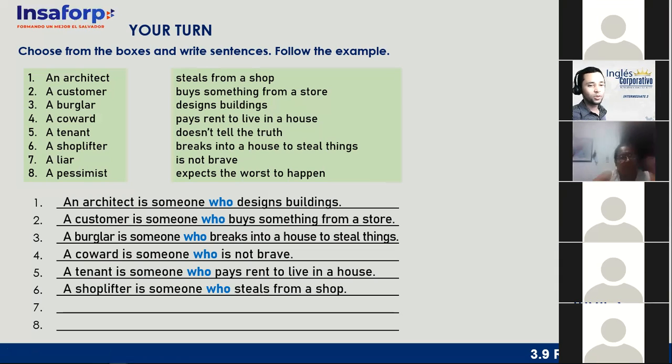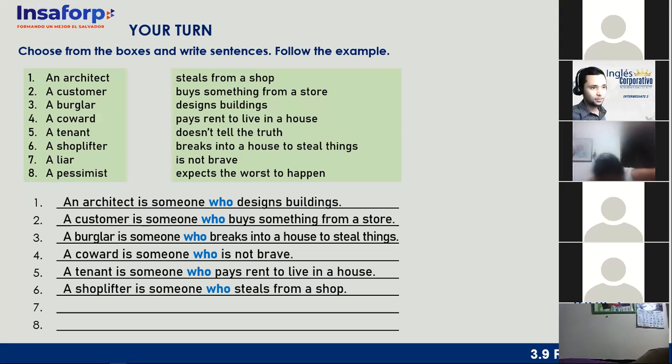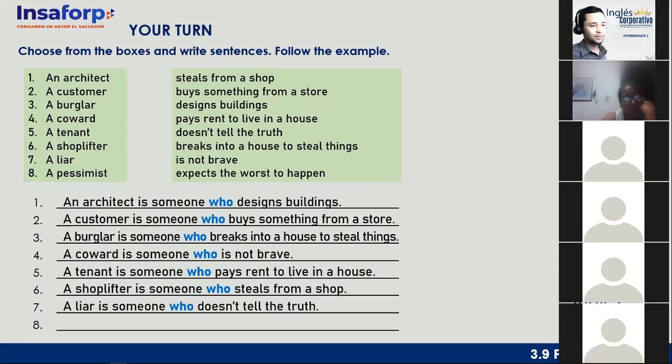What about the next one? Sulma, you have number 7, a liar. A liar is someone who doesn't tell the truth. Yeah, that's right. Correct. A liar is someone who doesn't tell the truth. Good. What about number 8, a pessimist?